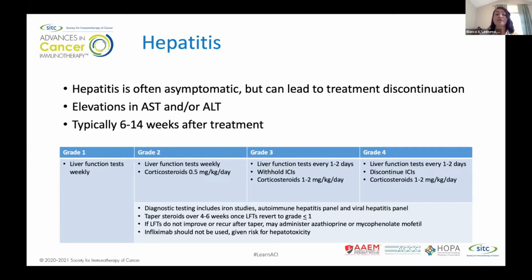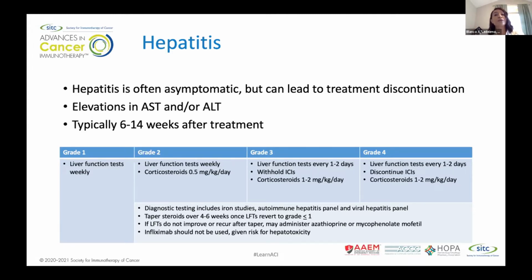If a patient has a grade 2, we want to continue to monitor them closely and initiate corticosteroids at 0.5 milligrams per kilo per day. At a grade 3, we want to increase the corticosteroids to 1 to 2 milligrams per kilo per day, and we are withholding the immune checkpoint inhibitor. Of course, we will be monitoring them more closely with liver function tests at 1 to 2 days, because we want to ensure they're having the appropriate treatment response and going in the right direction, with their LFTs starting to decline.